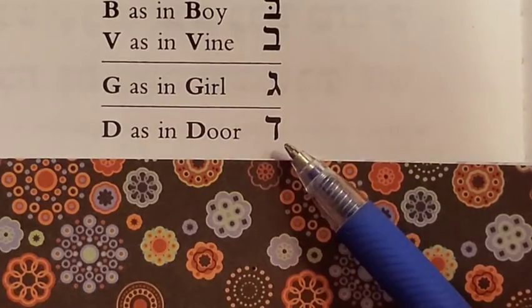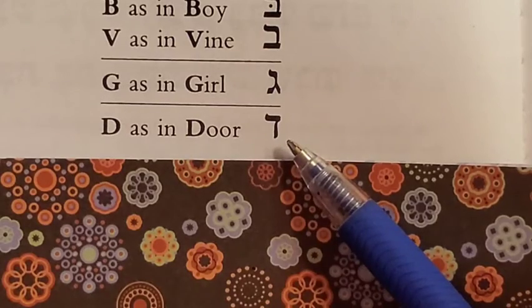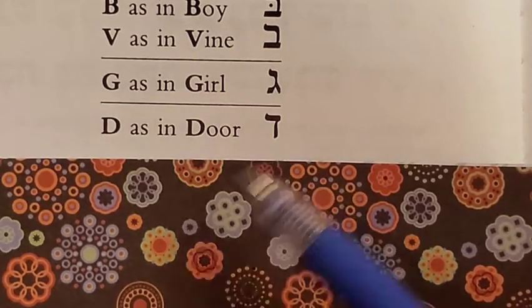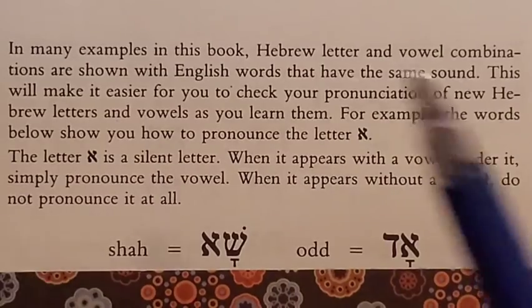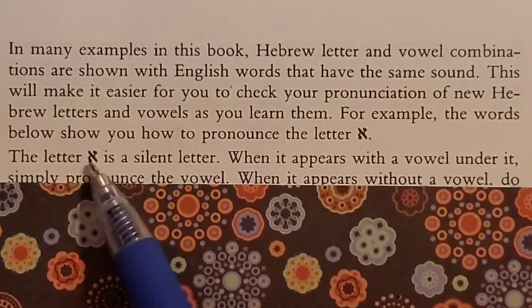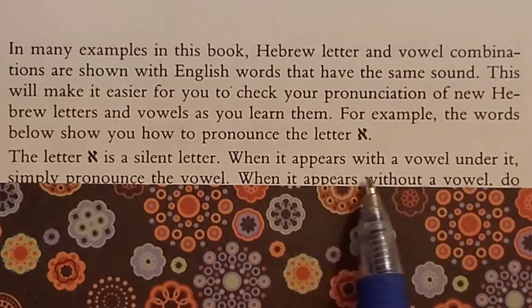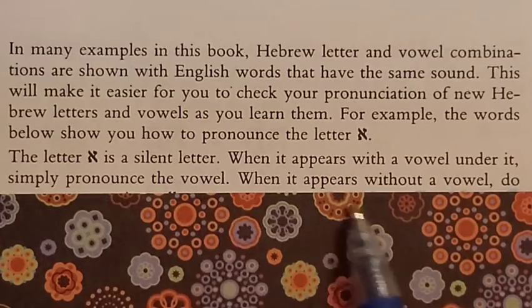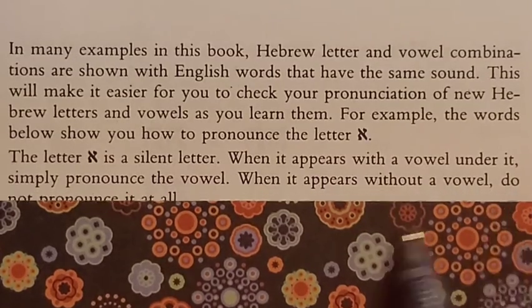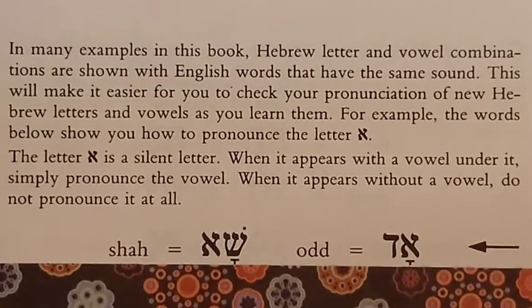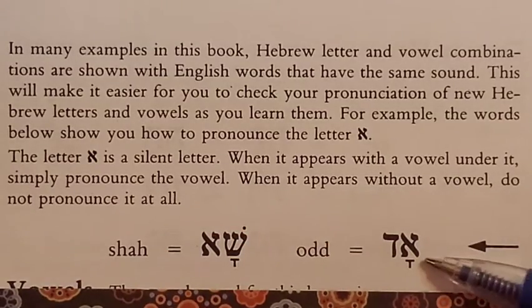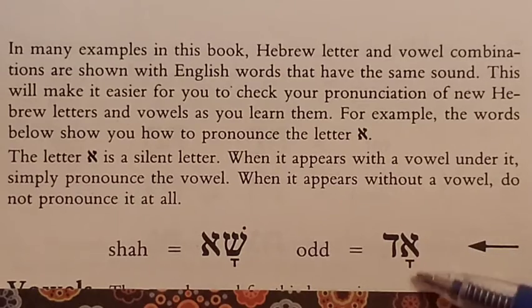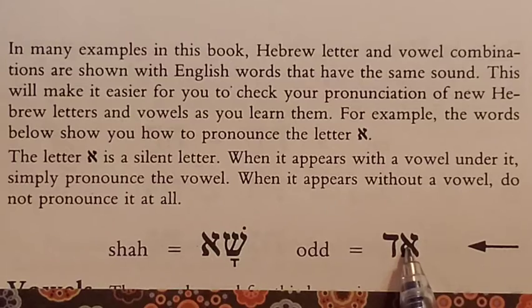And then the last one we're going to learn for this week is Dalet. It makes the D sound, as in door. All right, we see here the letter Aleph is a silent letter. When it appears with a vowel under it, you simply just pronounce the vowel. When it appears without a vowel, you do not pronounce it at all. So this example is given. Here's the Aleph letter with the vowel sound ah underneath it. So this basically says nothing, and you pronounce the vowel underneath it.